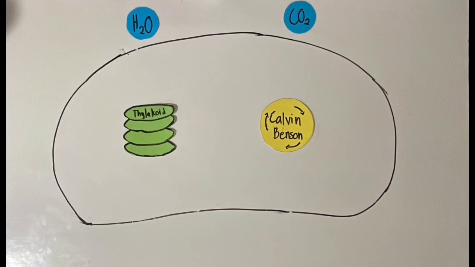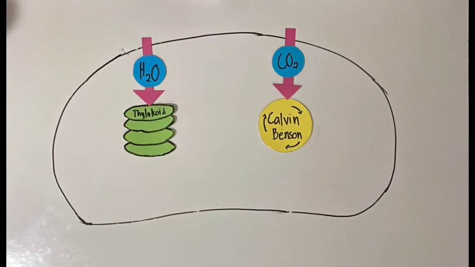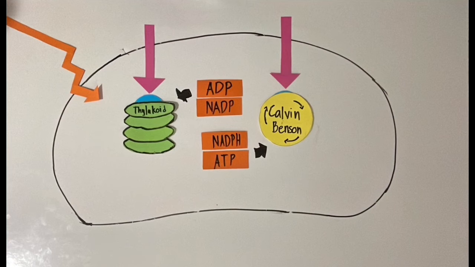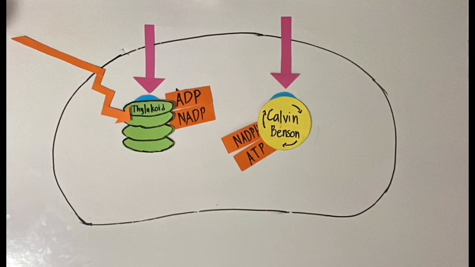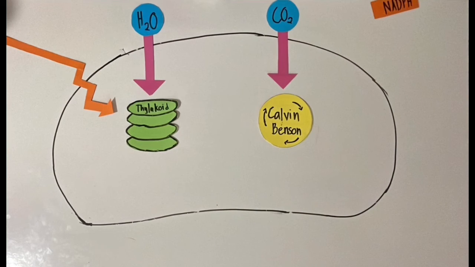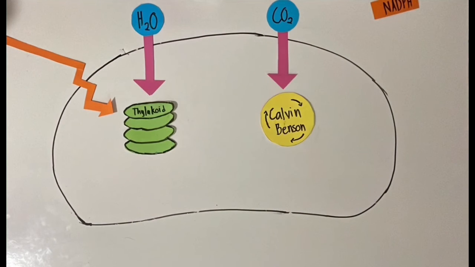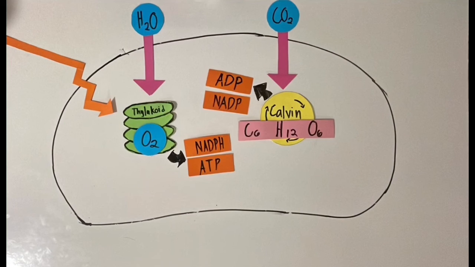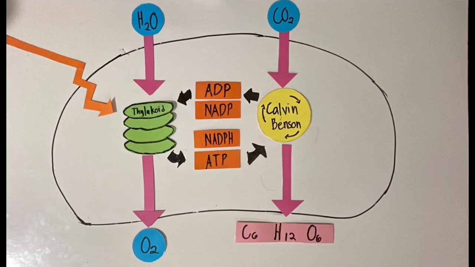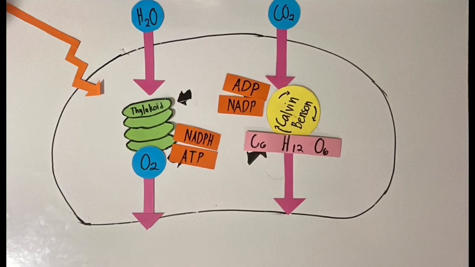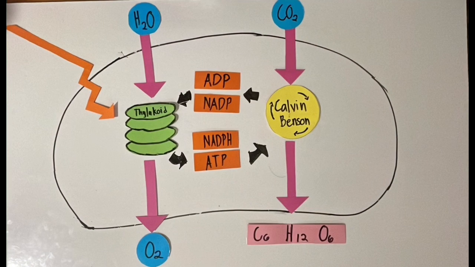Water and carbon dioxide are inputs and come from the atmosphere. Sunlight, ADP, and NADP help the dependent cycle, while NADPH and ATP help the Calvin-Benson cycle. After the reaction, the thylakoid creates oxygen, NADPH, and ATP as its outputs, and the Calvin-Benson cycle produces glucose, ADP, and NADP, and the cycle of photosynthesis continues forever.